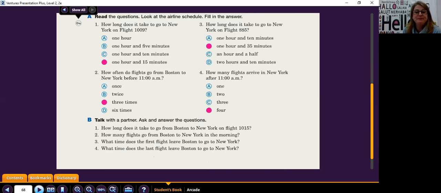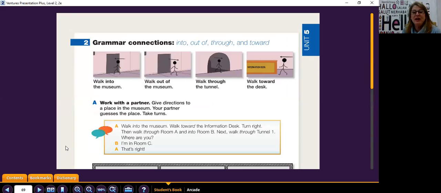All right, here we go. This one here, the next page on page 69, is the last page in Unit 5. Yay! So now we're going to talk about into, out of, through, and toward. It's kind of hard to do like me walking in and out of things, but I know that we've talked about this before, so I'm not going to rush through this. So this will be kind of a review here.